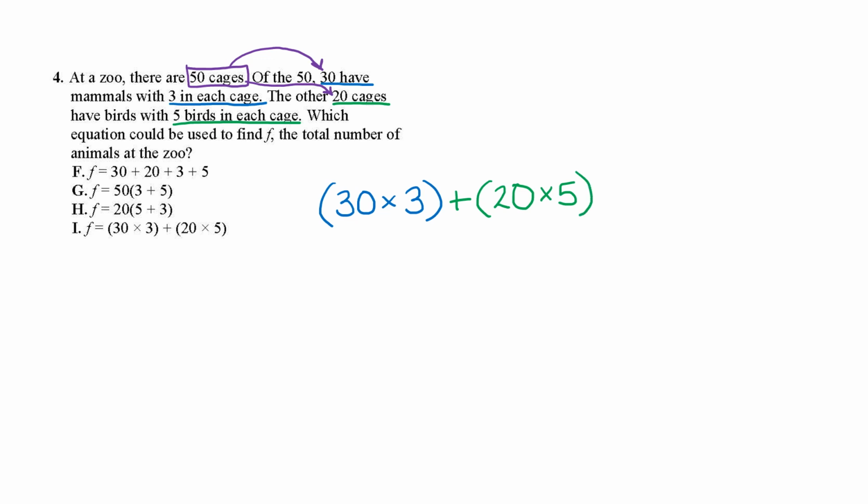And we want to know how many animals there are in all, and that's going to be F. Although I really think it should be A for animals, but alas, I didn't write the problem. So which of these multiple choices is the correct answer? When you look down the list, I think you'll find that I is your best match.